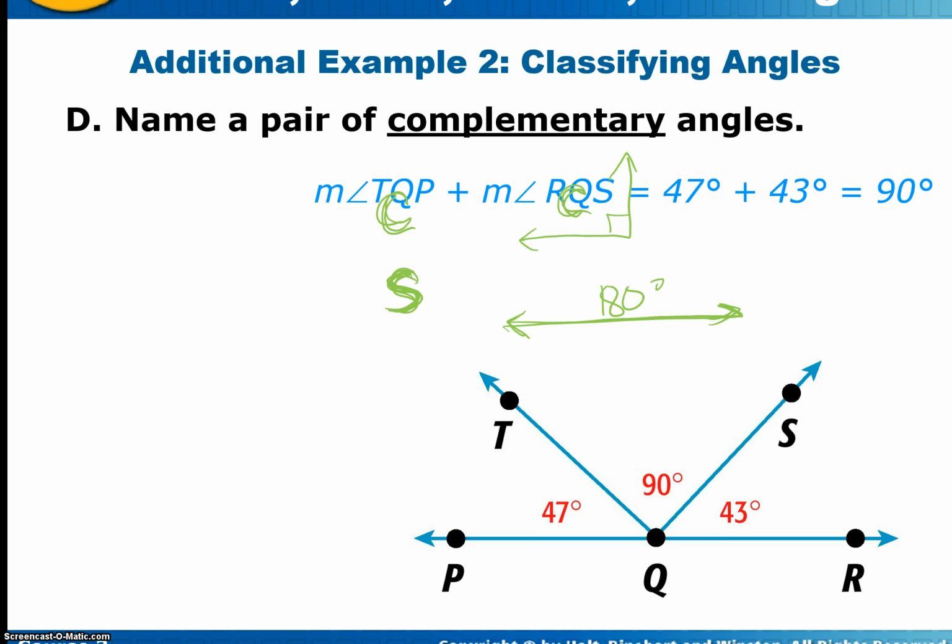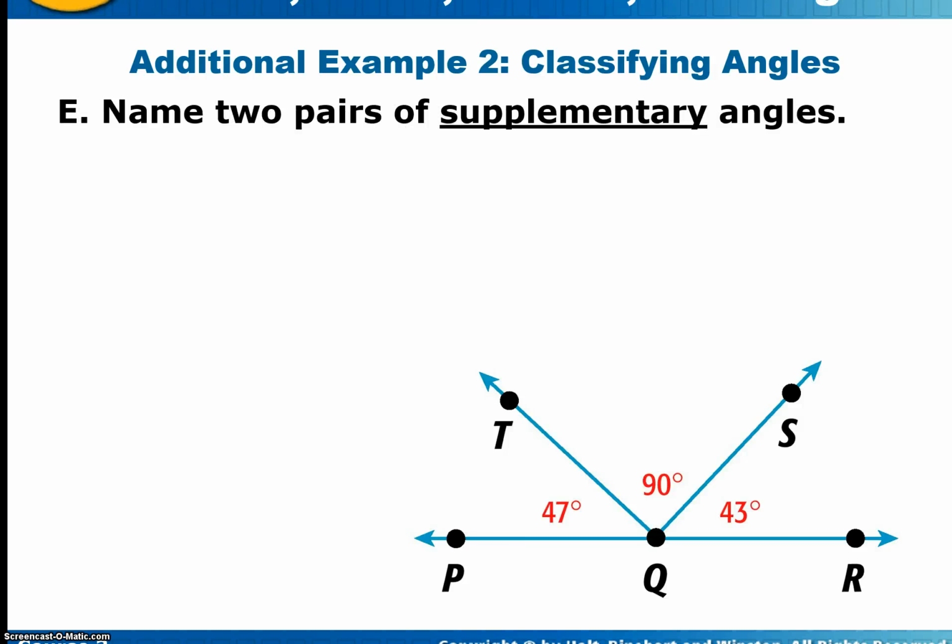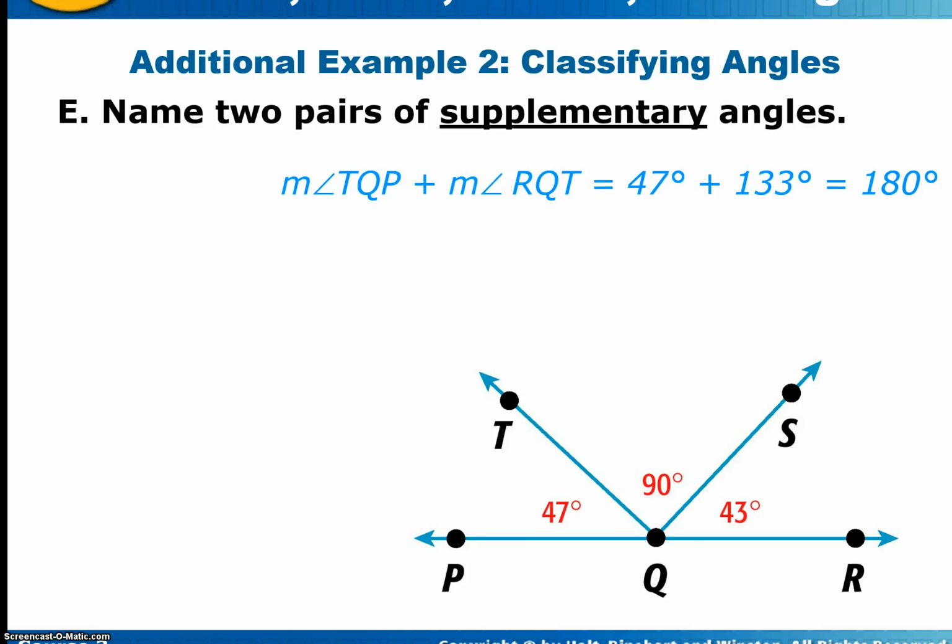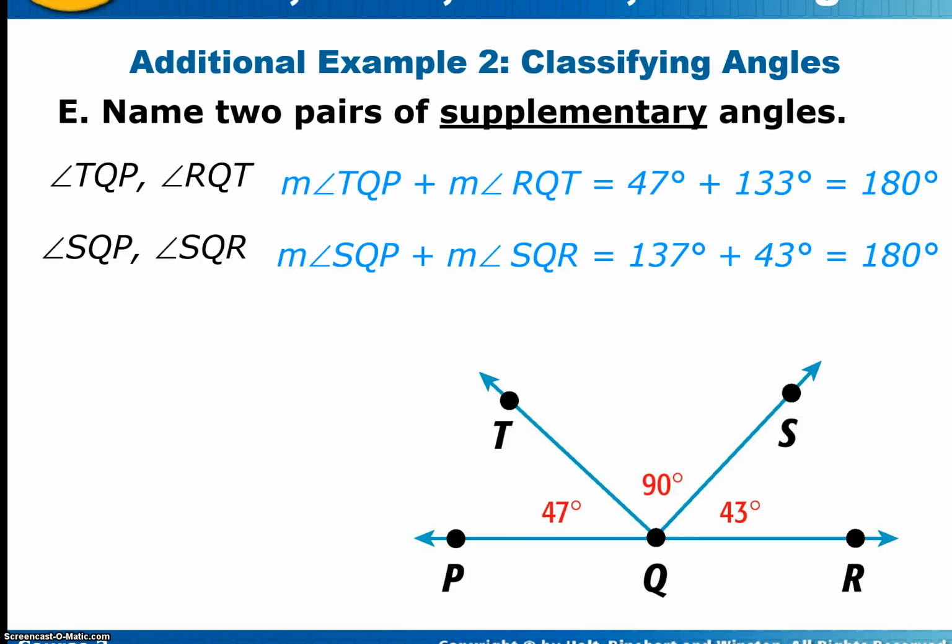Since those add up to 90, they're complementary. And supplementary add up to 180. Those would be an example. So are those.